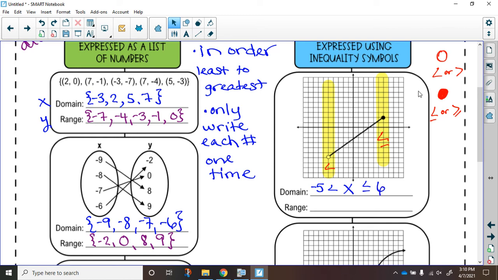And then for my y values, I'm going to work from bottom to top. So my smallest y value, that is at negative 1, 2, 3, 4, 5, 6. So our smallest y value is at negative 6, less than y. And our biggest y value is at positive 2. So less than or equal to 2. Again, I'm always going to work from smallest to largest.